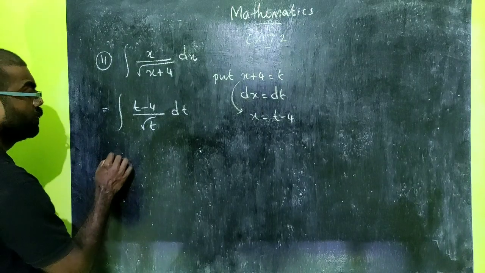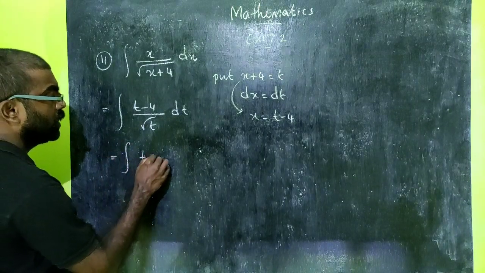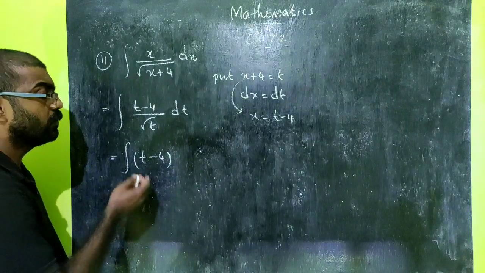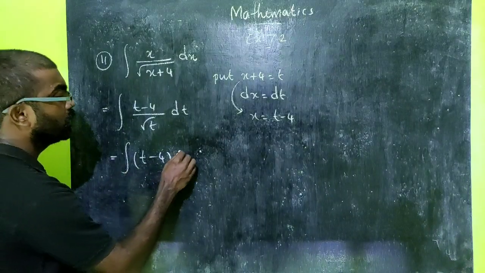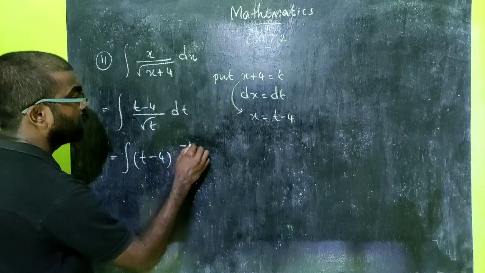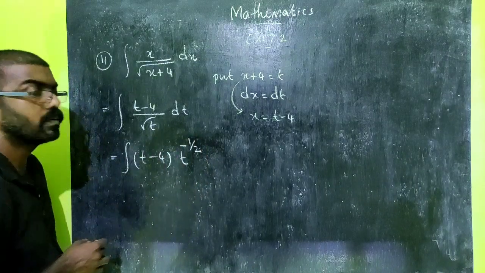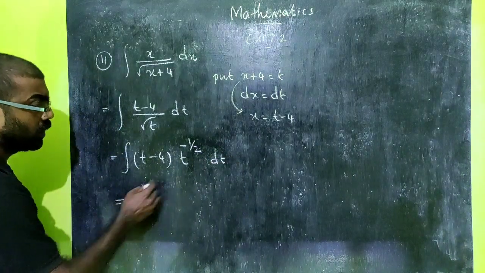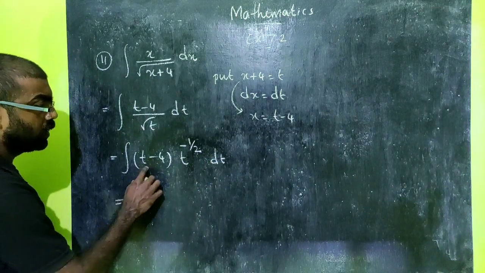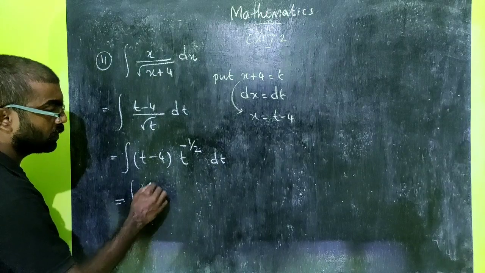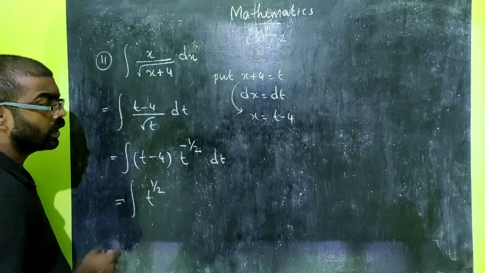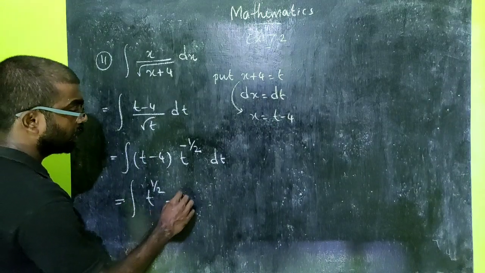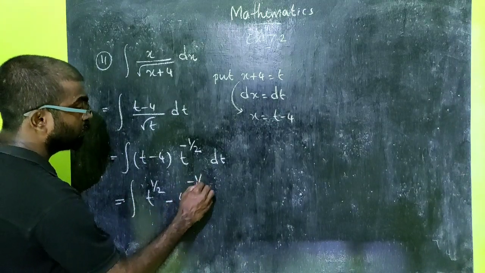Clear? Now we can write t minus 4 into root t, which is t raised to 1 by 2. If we take that t raised to 1 by 2 to the numerator, it becomes t raised to minus 1 by 2. Clear? dt. Now we can multiply this one. t into t raised to minus 1 by 2 gives t raised to 1 minus 1 by 2, that is 1 by 2. Then minus 4 t raised to minus 1 by 2 dt.